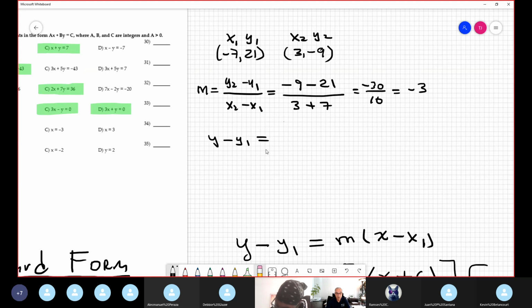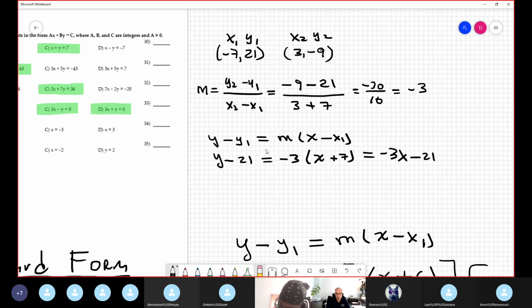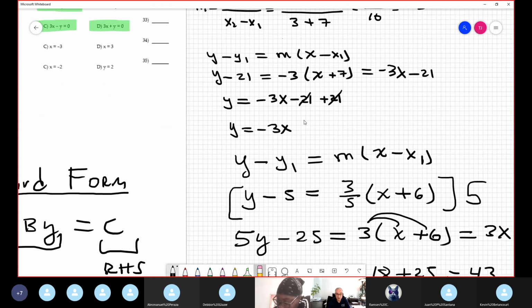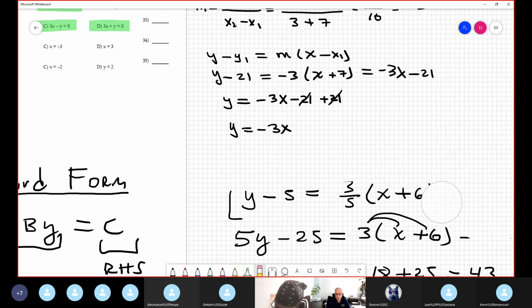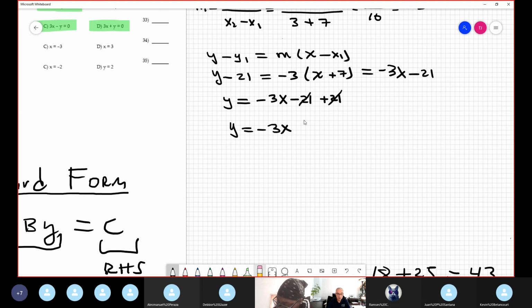Y minus Y1 is equal to slope times X minus X1. Y minus 21 equals -3 times x minus 7. Now distribute. It's -3x minus 21. Oh, 21 is cancelled out. So I put y equals -3x minus 21 plus 21, because I moved that 21 to the right-hand side, and this is cancelled out. Now the answer in slope form is this. But I want the standard form to compare. So in the standard form you move the variable to the left. This is negative, so I put in the first place a positive. This is right, this is wrong.